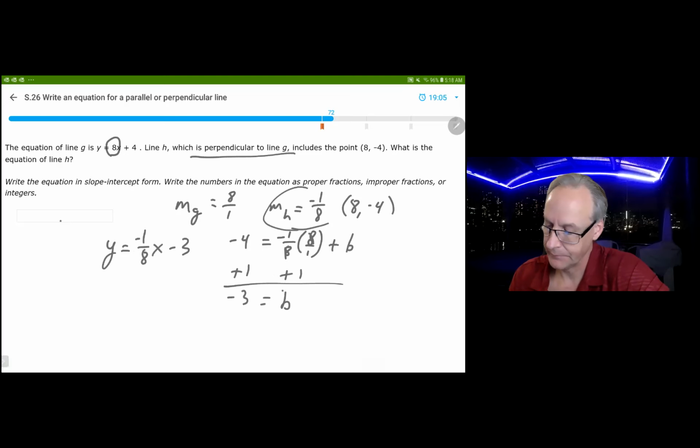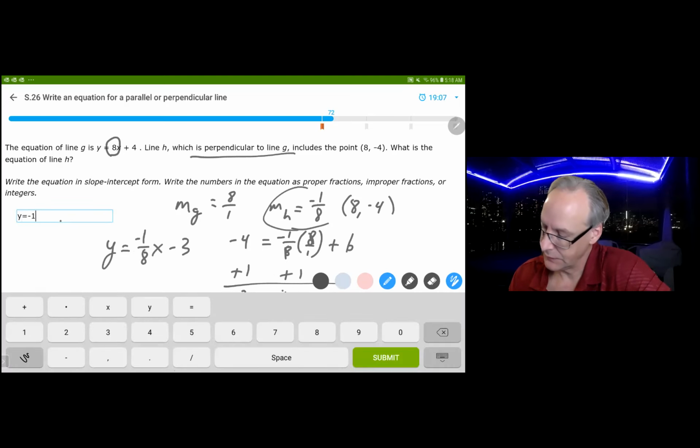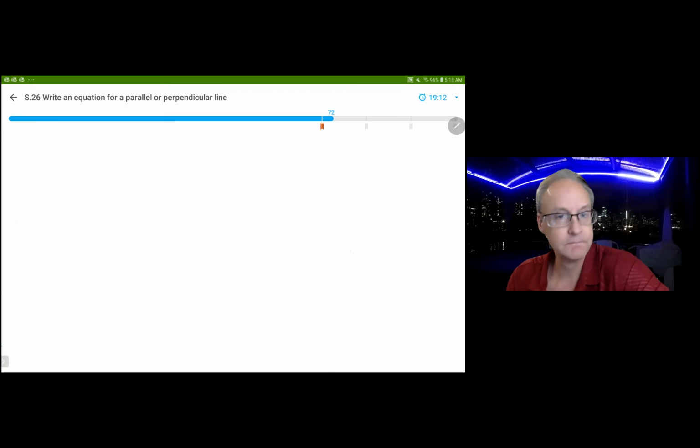Got to be careful there. Y equals -1/8 x space minus 3. There we go.